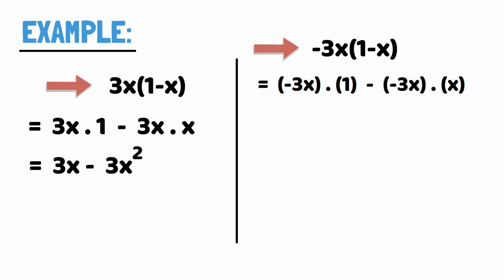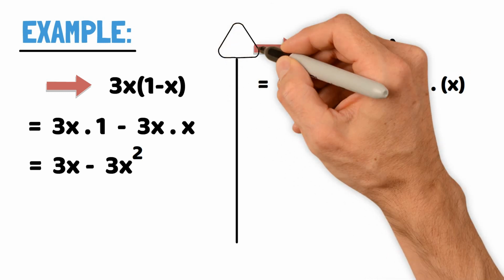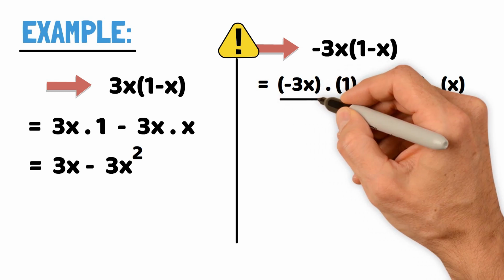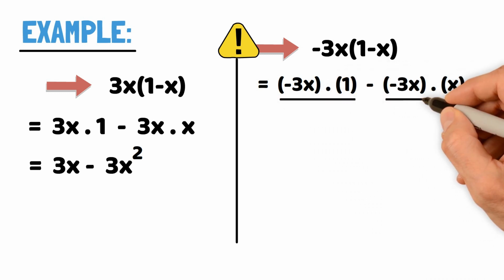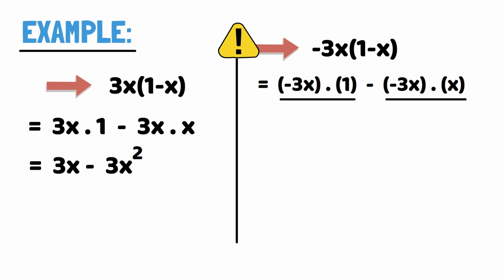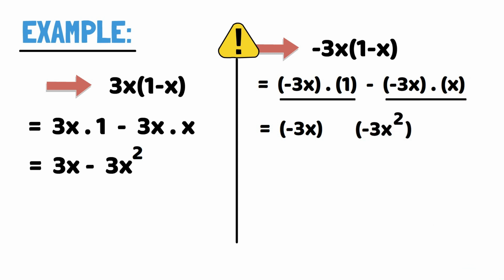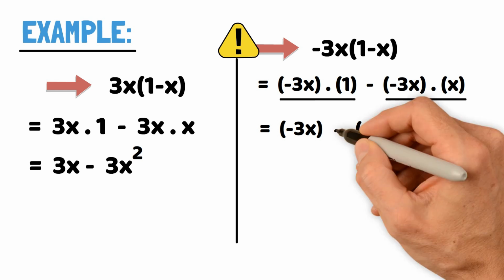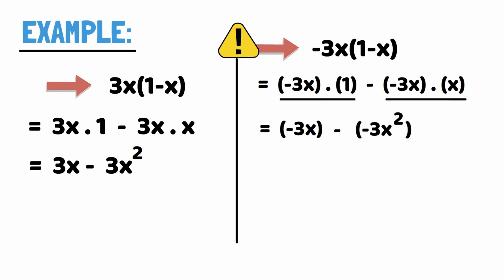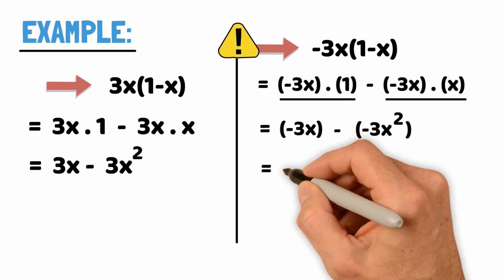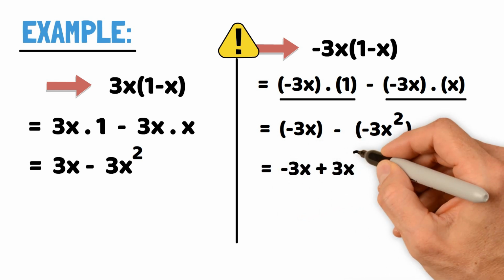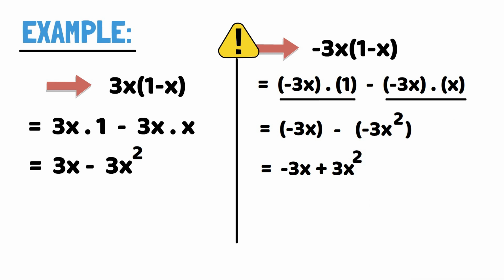Here we need to be careful about what makes many students get the wrong answer. There are two terms, negative 3x times 1 and negative 3x times x. The first term is easy: negative 3x. The second term is negative 3x times x, which is negative 3x squared. However, and this is important, there's also a minus sign connecting these two terms. So we get negative 3x minus negative 3x squared. Because of the presence of two negatives, we can simplify this expression to negative 3x plus 3x squared.